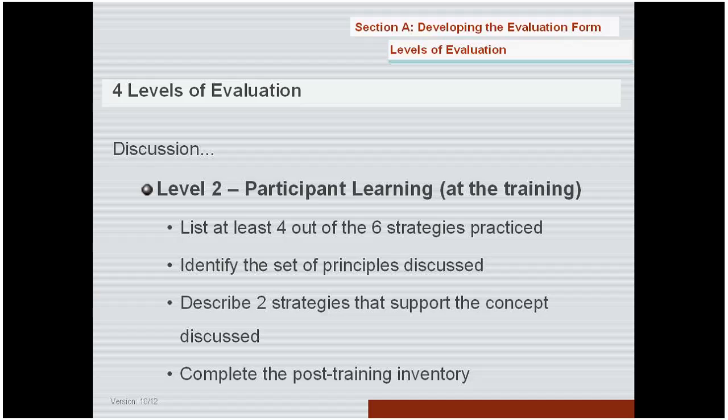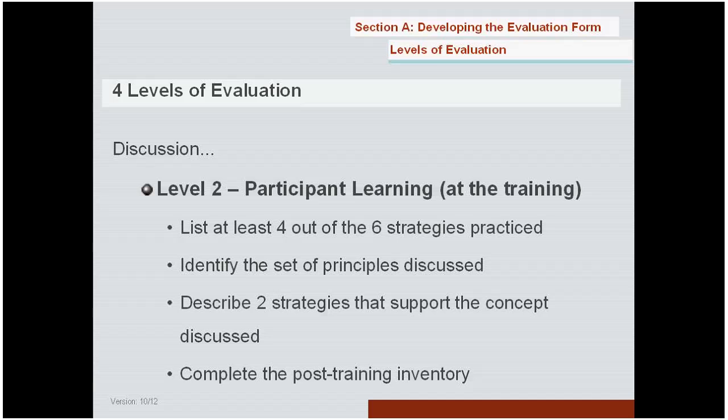Methods for this level are pretty extensive. You can ask them for lists. You can ask them for descriptions. You can ask them for comparisons. You can ask for narratives. You can ask for inventories. What you want to keep in mind is the more open-ended type of thing you ask for, the more information that you will get from the participant.